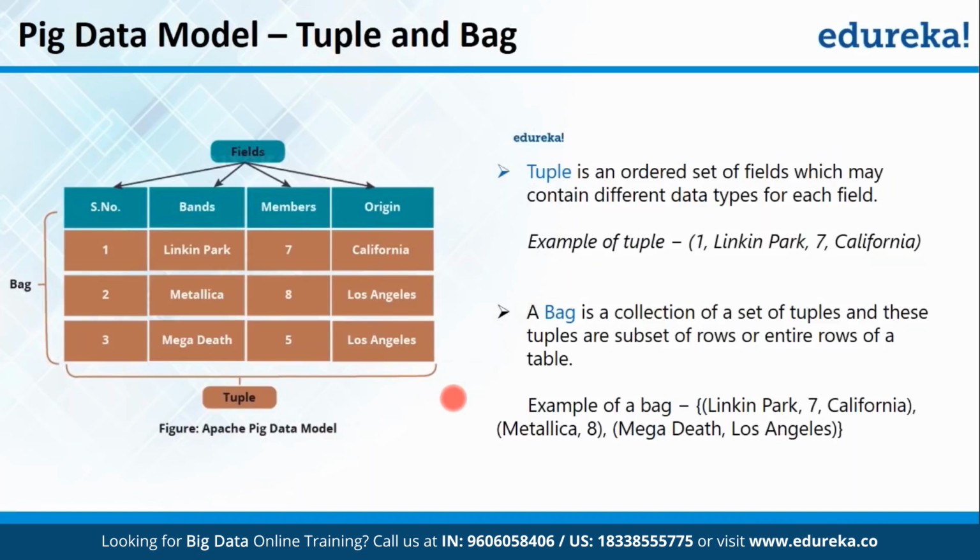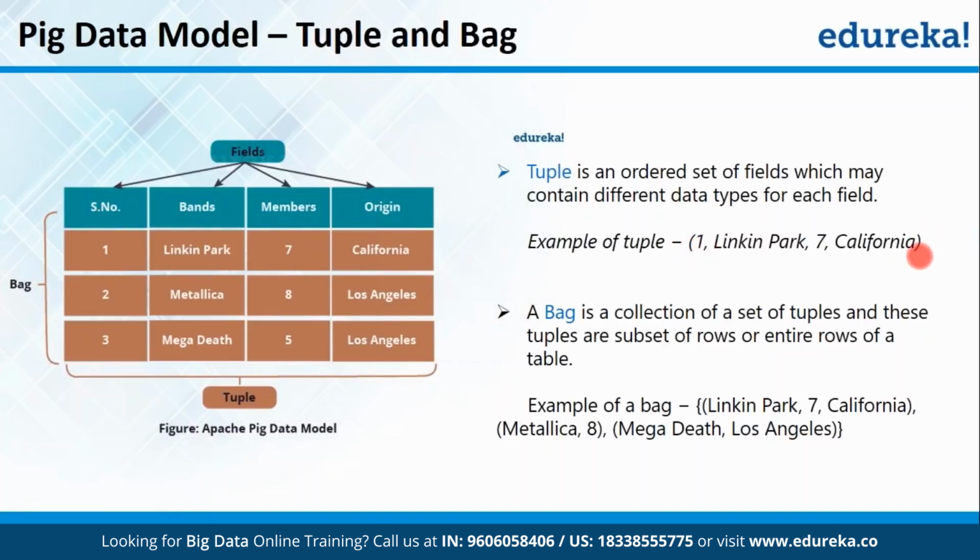So what is a tuple? A tuple is nothing but an ordered set of fields, which can contain different types of data. As you can see right here, there are four fields. So one, Linkin Park, 7 and California could be one tuple. Two, Metallica, 8, Los Angeles could be another tuple, and three, Megadeth, 5, Los Angeles again could be the third tuple, right? So these rows in itself is a tuple. To represent a tuple, you have to put them within the parenthesis. So the opening parenthesis is the start of the tuple and the closing parenthesis is the end of the tuple.